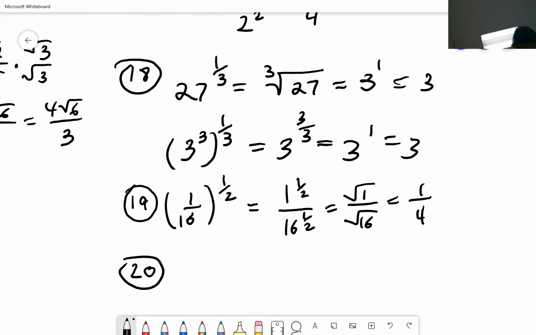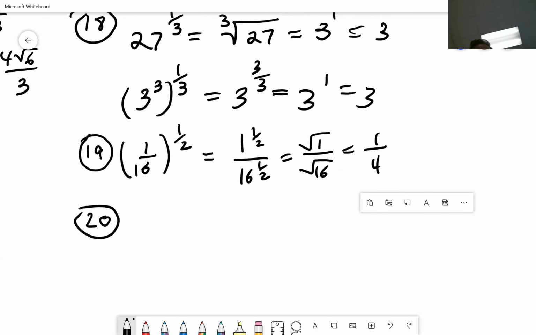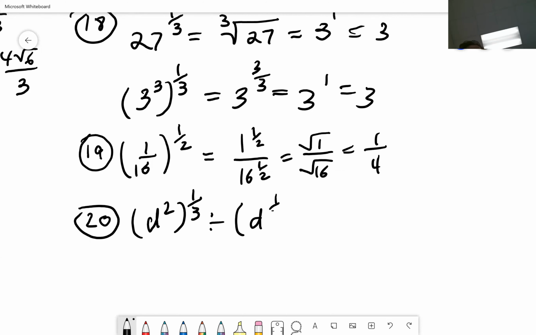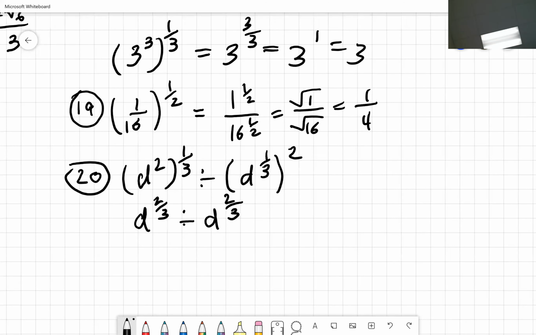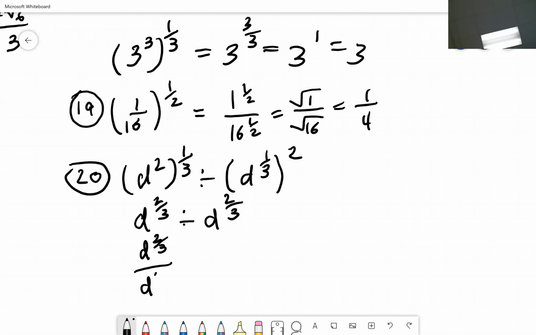Let me get 20 in there. D squared to the 1/3 divided by D to the 1/3 squared. That's D to the 2/3 divided by D to the 2/3, which is equal to D to the 2/3 minus 2/3, which is D to the 0, which is 1.